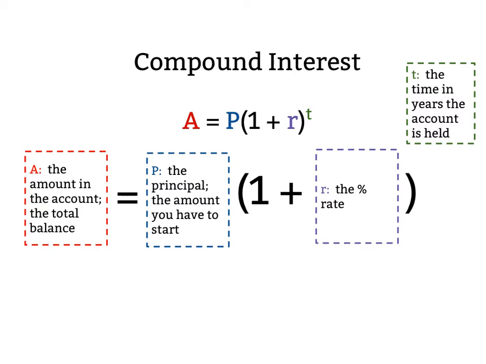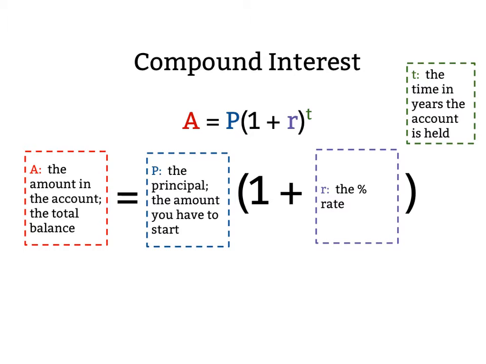Okay, so for this one, we're going to review compound interest. So we have the formula here: A equals P times (1 plus R) raised to the T power. So remember, A represents the amount in the account. It's the total balance. This formula already figures out the total balance in the account.